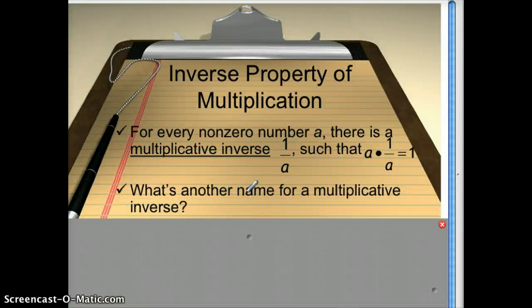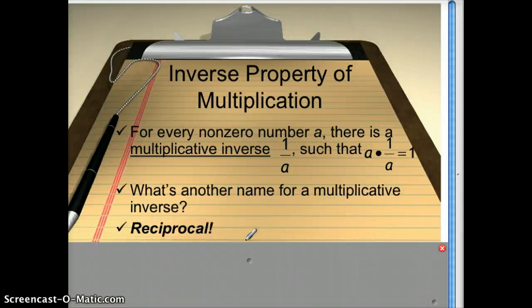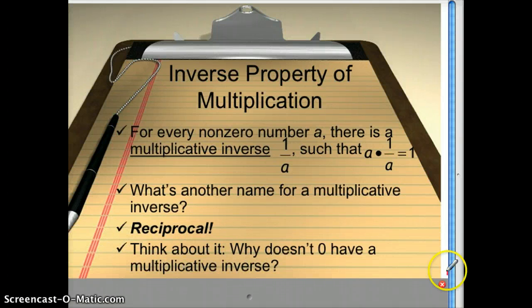Try to answer that before I give it to you. Think about it. That might be hard. What's another name for a multiplicative inverse? So what's another name for when you multiply a number by this other number and you get 1? That other number is called the reciprocal. Reciprocal. So when you multiply a number by its reciprocal, you get 1.